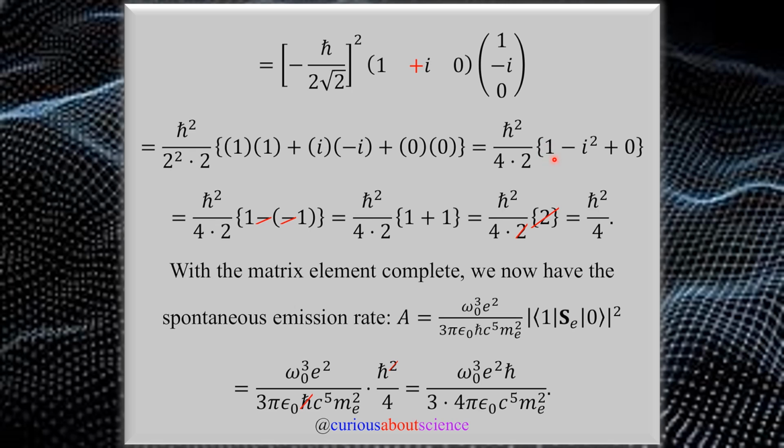Simplify down, this goes to 1 minus i, 0 still there. That i squared goes to negative 1, so the negative negative cancel, perfect. Positive 1, so now you add them together, you get 2, and 2 and 2 cancel. So you get a familiar answer of h bar squared over 4.